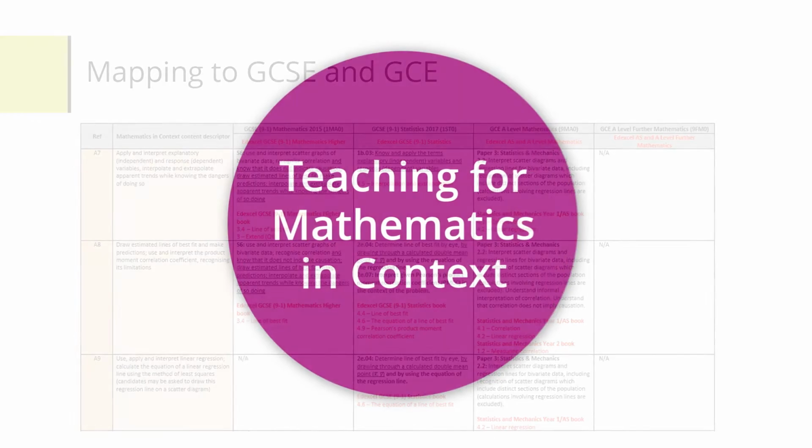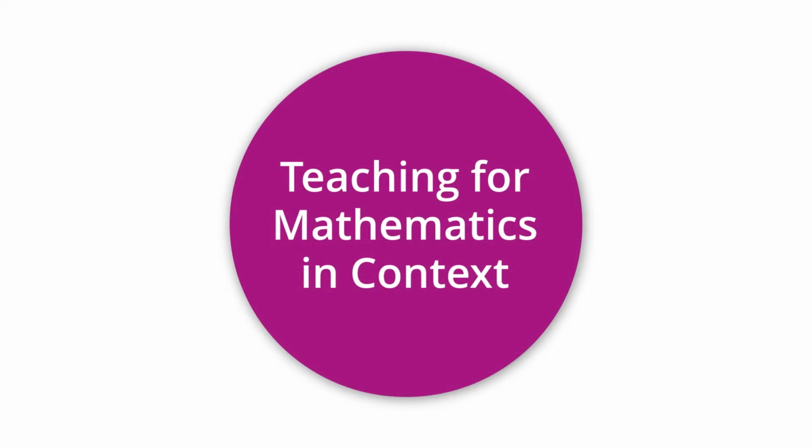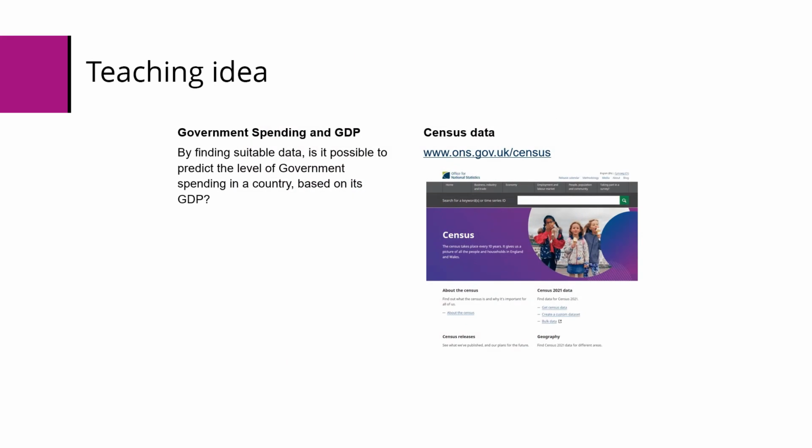Think about teaching this in the maths in context style. An option to look at is, for example, government spending and GDP, researching some suitable data. Is it possible to predict the level of government spending in a given country based on its GDP, if you've got enough data for other countries to draw a regression connection from?